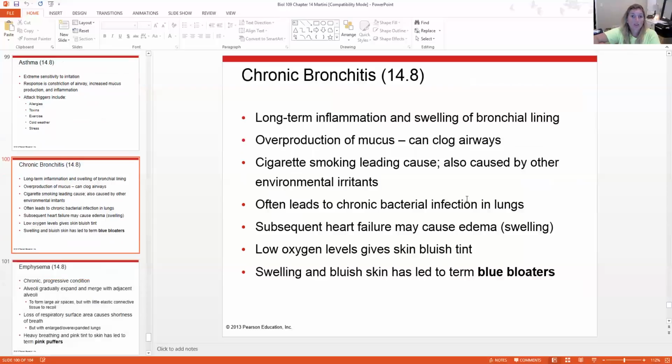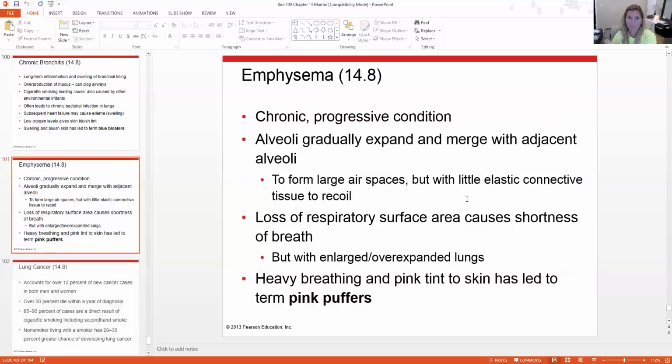Chronic bronchitis is the long-term inflammation of the bronchial lining. Could be caused by an overproduction of mucus, clogging the airways. Cigarette smoking can lead to it, often leads to chronic bacterial infection. Subsequent heart failure may cause edema and swelling. Low oxygen levels give your skin a bluish tint, and that leads to the term blue bloaters, people that are swollen and kind of bluish looking, clinically speaking.